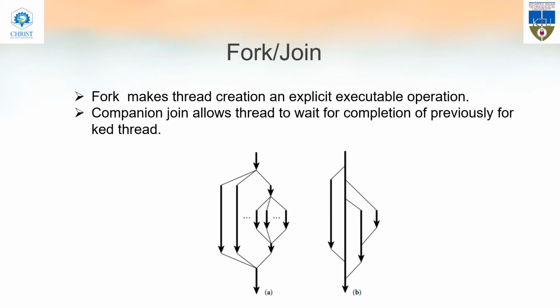Now the next one is fork and join. I hope you all know about fork and join. The difference is that fork is used to create a thread, while join is used to wait for the completion of a previously created thread. So there are two parts, fork and join. I'm not explaining it much. We'll just go through this figure.